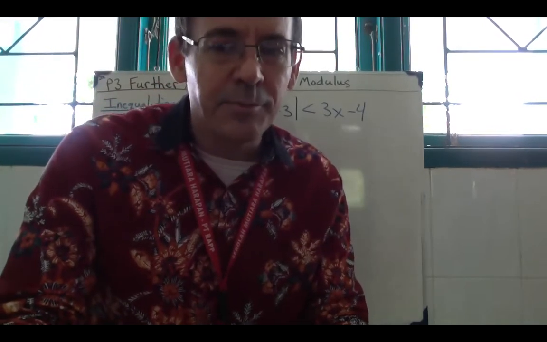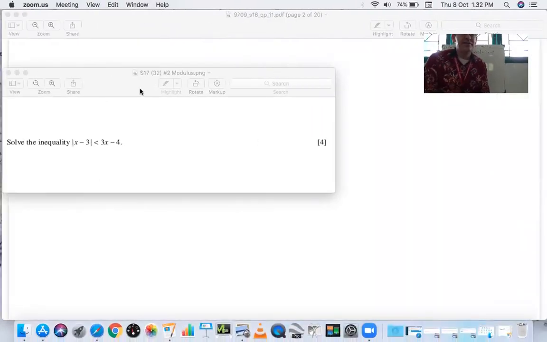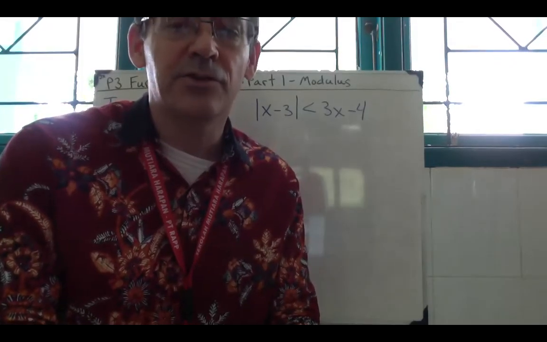Okay, I've written it on the board, but I just want to share screen and show it to you anyway. Besides, you might be interested in the Cambridge exam code up here at the top. It tells you which year, which paper, and which number. So if you want to look it up, you can see it here. This simply says solve the inequality. Here you see the modulus x minus 3 less than 3x minus 4, and it's worth 4 points. So let's go back to the board where we can do the work.